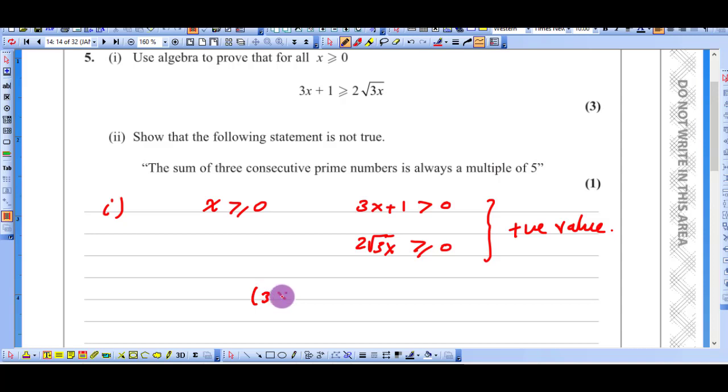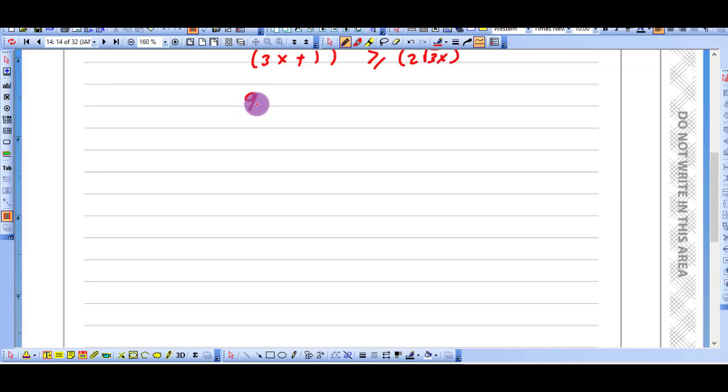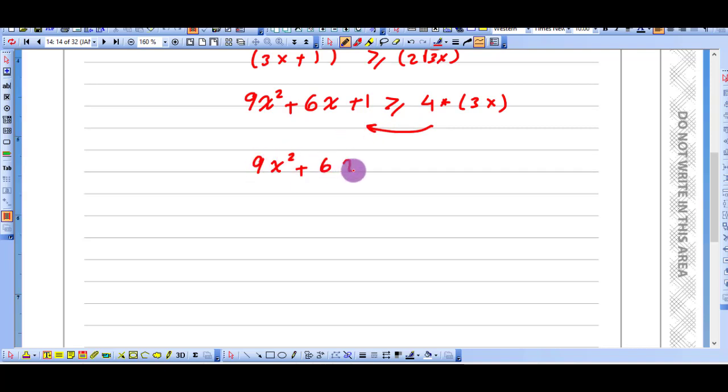So 3x plus 1 squared is bigger than or equal to 2 square root of 3x squared. We have 9x squared plus 6x plus 1 bigger than or equal to 4 multiplied by 3x. So let me bring this one here. So we have 9x squared plus 6x minus 12x plus 1 bigger than or equal to 0.